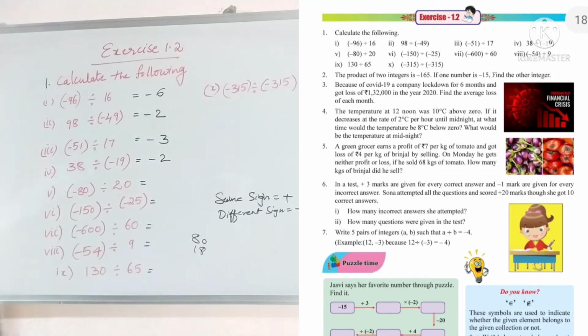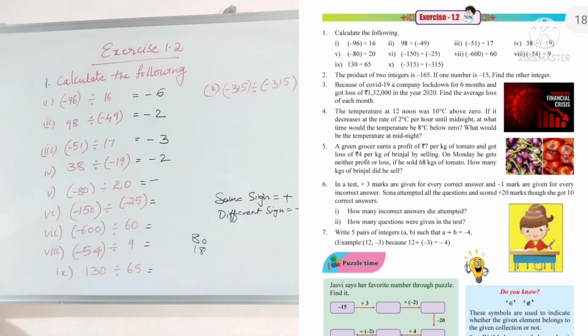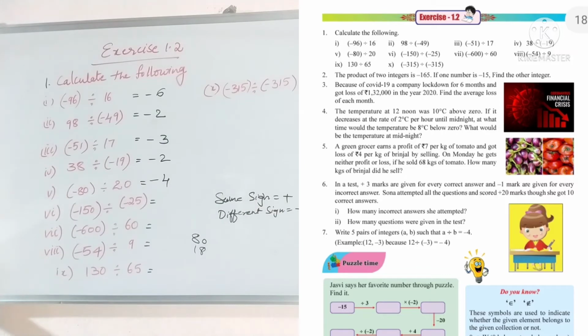Here in the fifth one also both the integers have different signs. So the answer, or the quotient, will be negative. So 2 fours are 8, 20 fours are 80. So minus 4. Here you see both the integers have the same sign. Whether it is plus or minus, both are the same. So the answer will be plus, right?